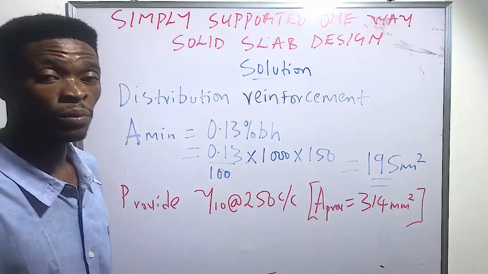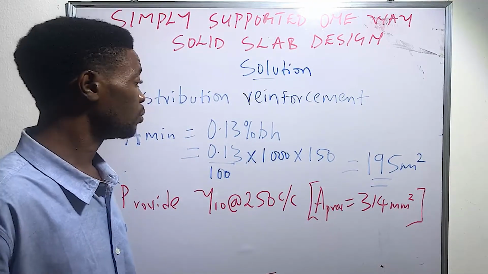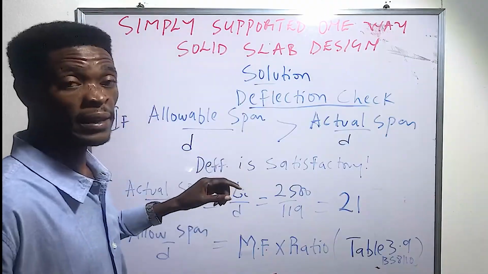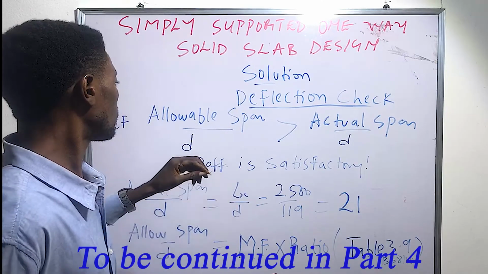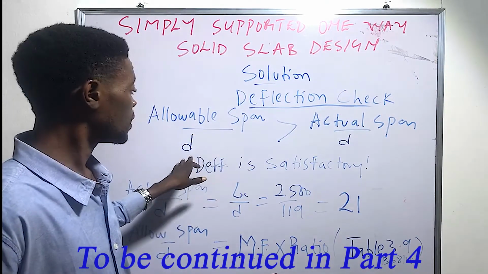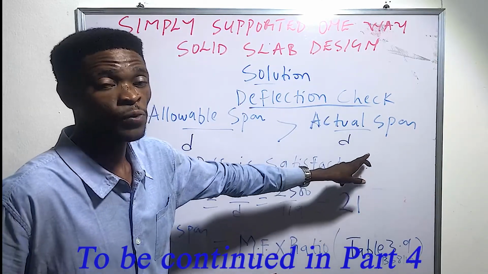Then we can now move on down to the next step, which is our deflection check. The next step is our deflection check. We have to check the allowable span over effective depth and the actual span over effective depth.